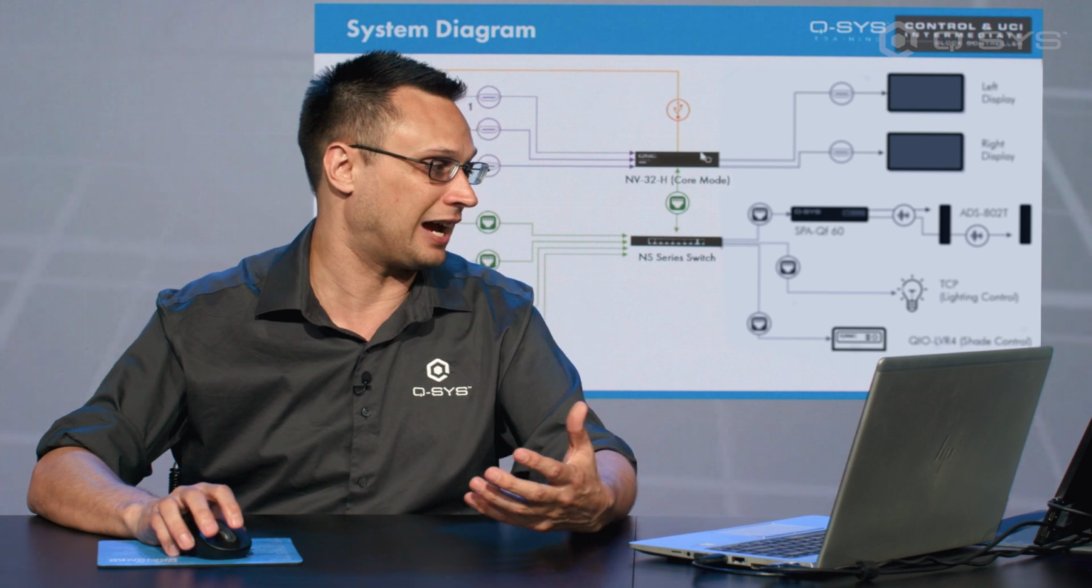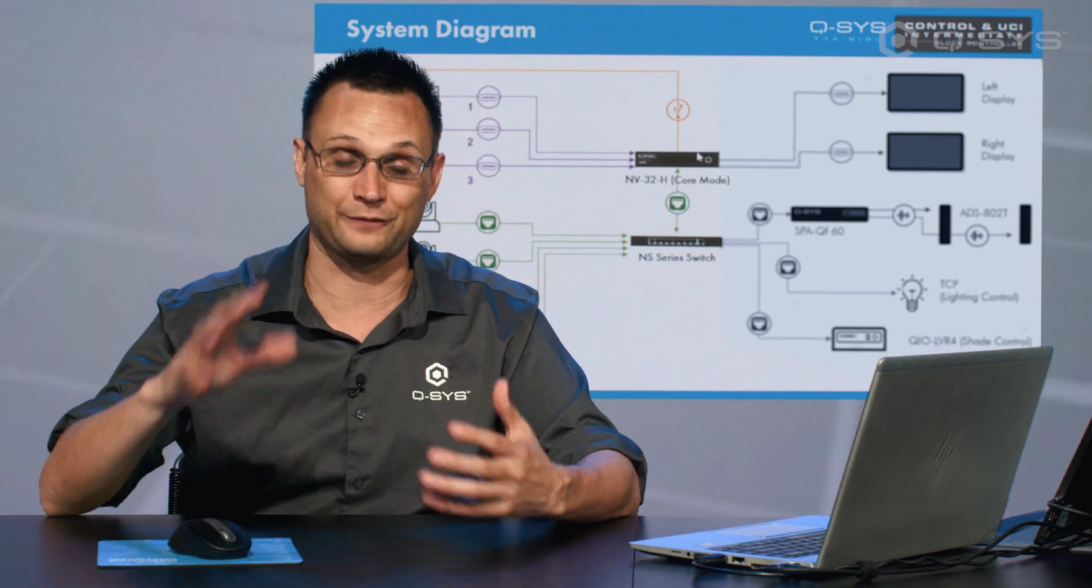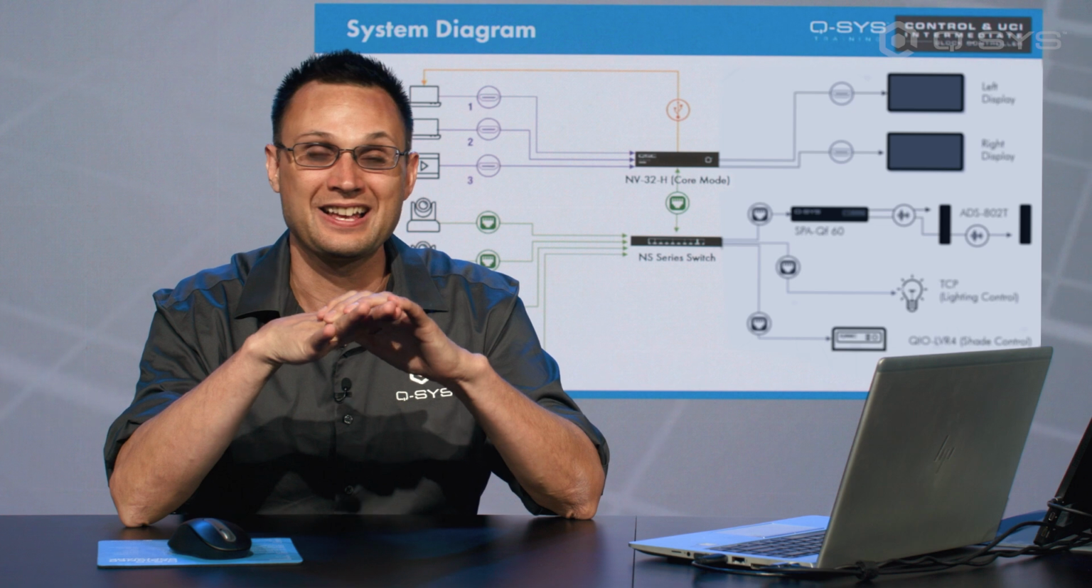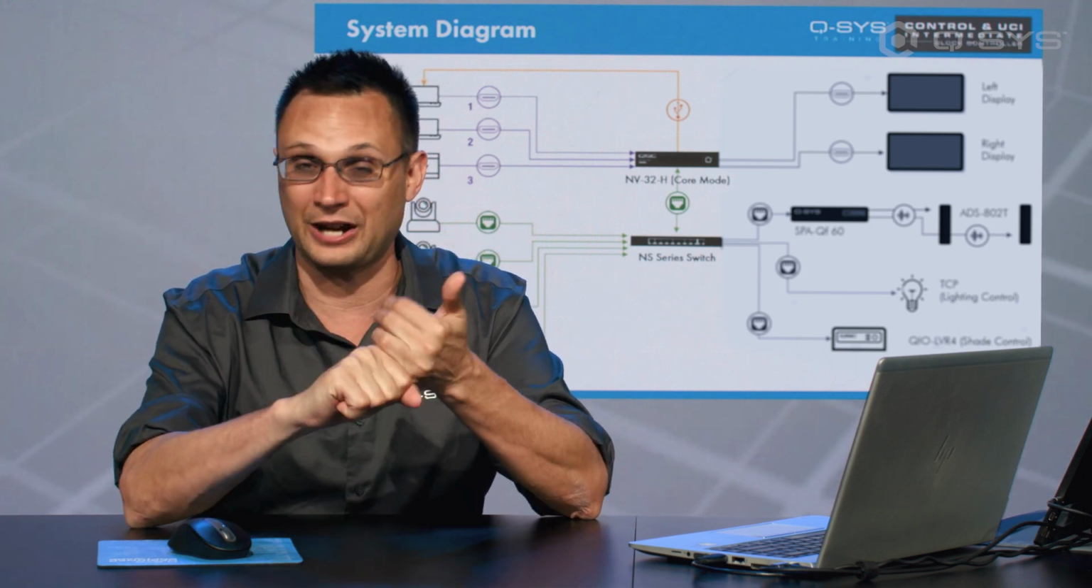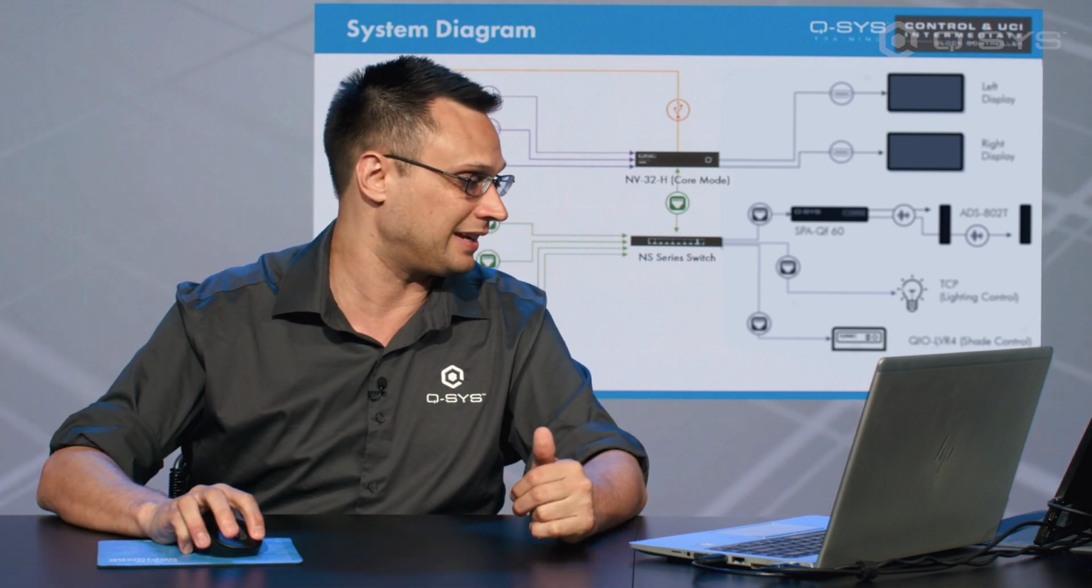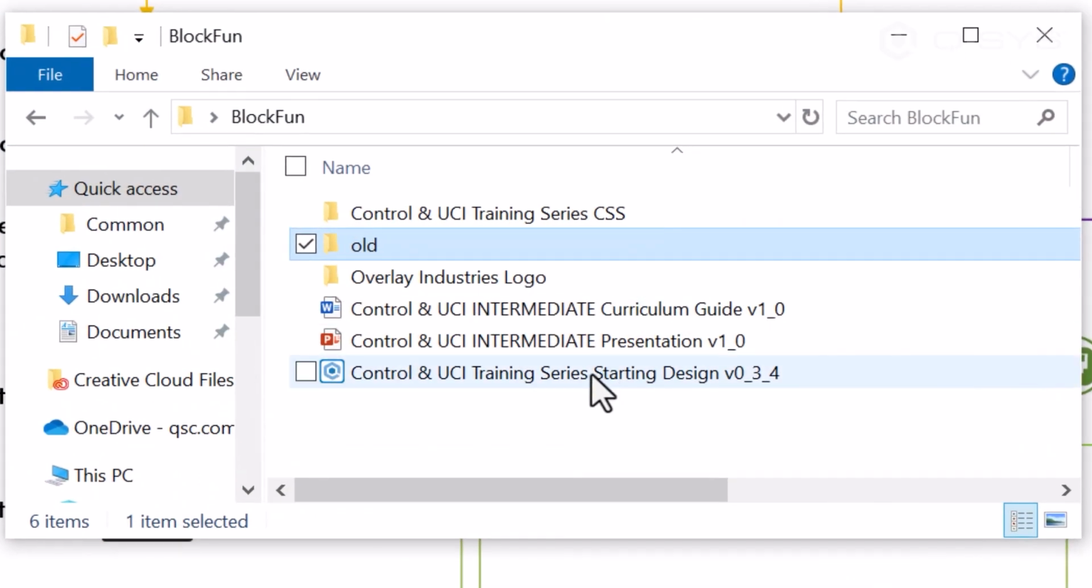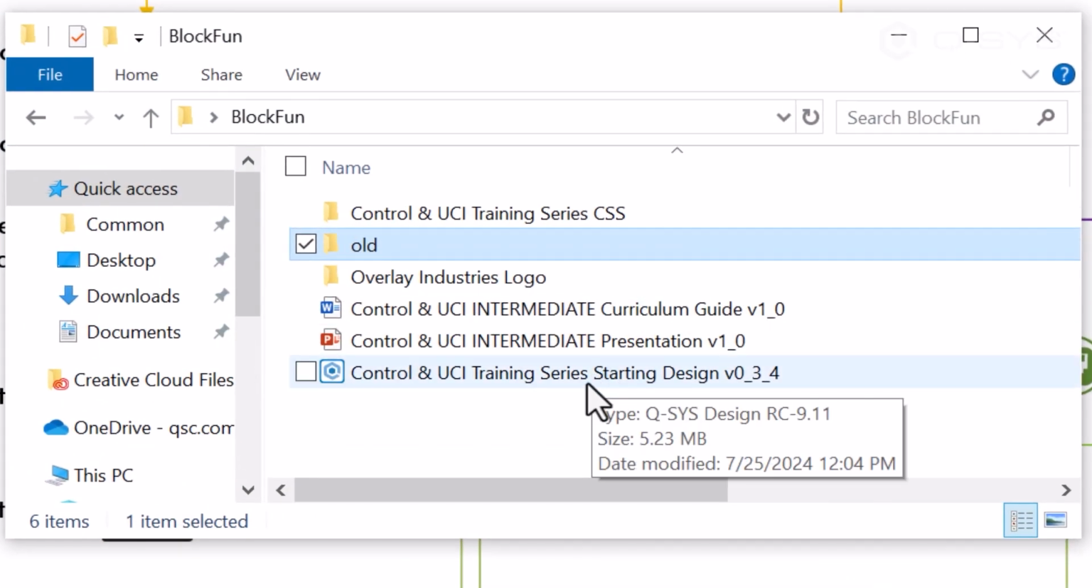It's now a good time to go and open up your file. The assets that you got, there's a designer file in there. I want you to open up that now. Mine is called Starting Design, Control and UCI Training Series Starting Design.